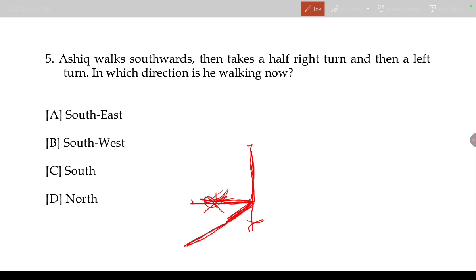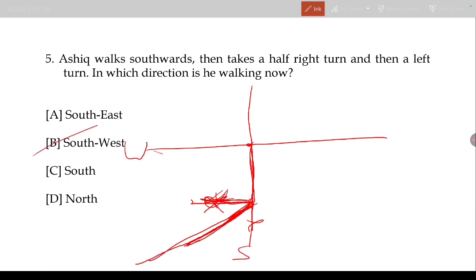In which direction is he walking now? Walking now, which means this direction he is walking. You can create a graph where he has started, and see in which direction he is walking now. This is the answer, southwest.